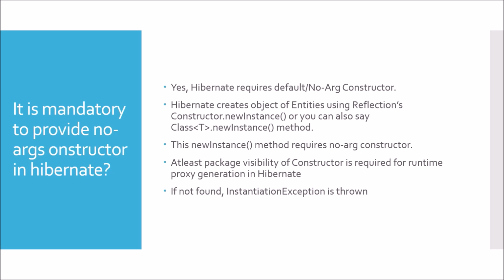Now you can see how important a simple default no argument constructor is in Hibernate. This is because Hibernate mostly works with proxies. Hibernate gets so much performance because of the use of proxies, and for proxies to work you need instantiation of the class with the reflection APIs, and this reflection API uses newInstance which requires a no argument constructor.